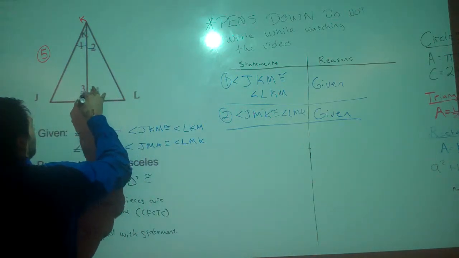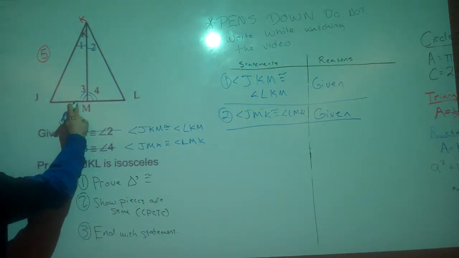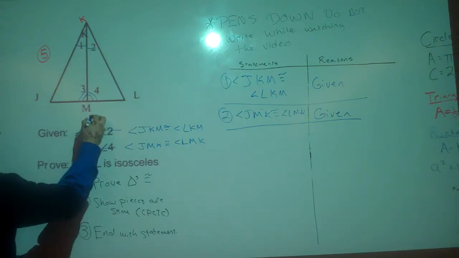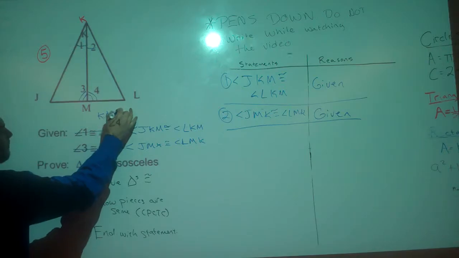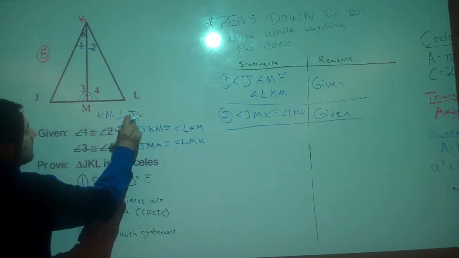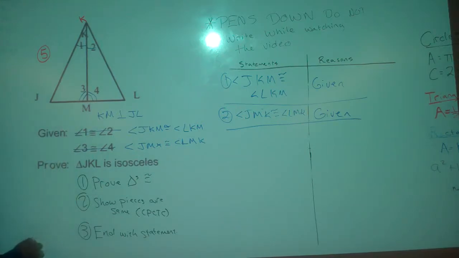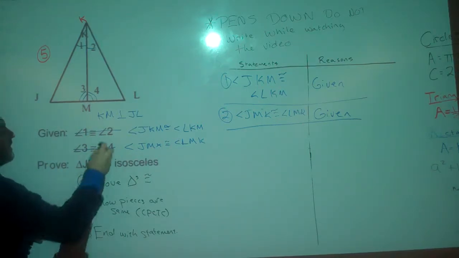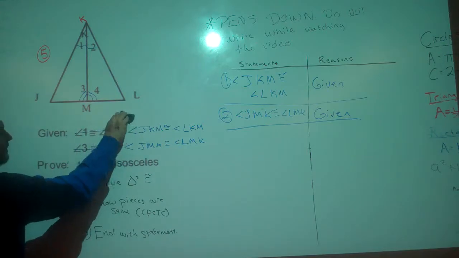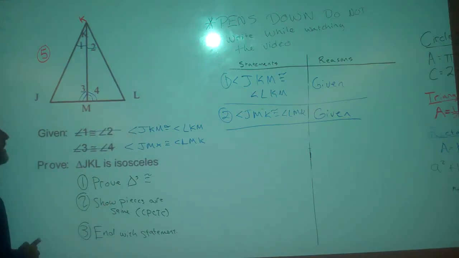I don't know that this is a 90-degree angle, therefore I will not put a box. It never told me that this was perpendicular. It didn't say that KM is perpendicular to JL. This was never told to me, so I'm not going to put a box here, even if it looks like a box. That would be a silly thing to do, because it is not told to me that it is true. I do not know that those are 90s.